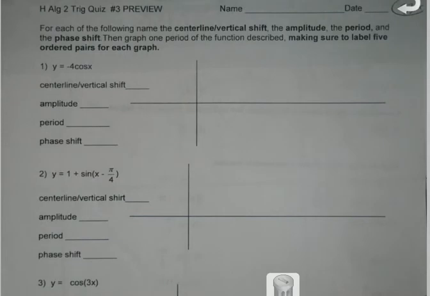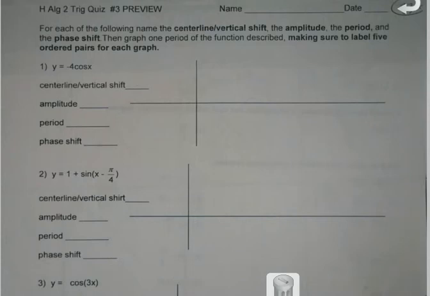So, quiz preview. Lots of things to get on our graph to help us figure out some of this information. We're going to be naming the center line, or if we have a vertical shift, we'll get into that in a minute, the amplitude, the period, and any phase shifts that there may be. So we're going to graph one period, and then label our ordered pairs, because that way we're not just having random points all over the place.